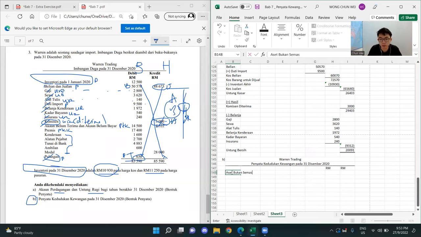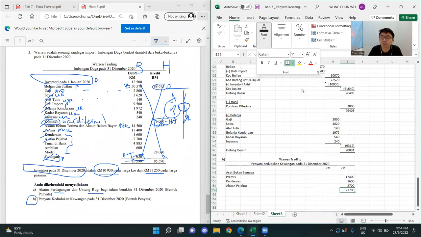Aset bukan semasa. So, dalam aset bukan semasa, then you go and check lah. What are the aset bukan semasa? Premis mesti punya because it is more than 1 year. Lepas premis, kenderaan, and also the alatan pejabat. Why? Because these three things memang more than 1 year. Okay, so 17,400, kenderaan 1,600, alatan pejabat 2,700. All this, yeah. So you add them up, you get 21,700. So this is your jumlah aset bukan semasa.